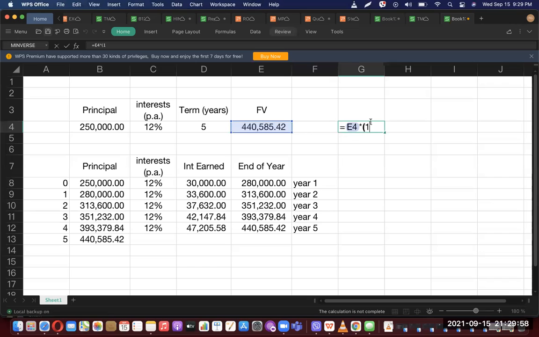Multiplied by 1 plus I, but now this time, we will assign a value for the discounting rate. It cannot be 12%, kasi yun yung interest earned. No, it has to be something else. So usually dito, ang ginagamit natin dito is inflation rate.